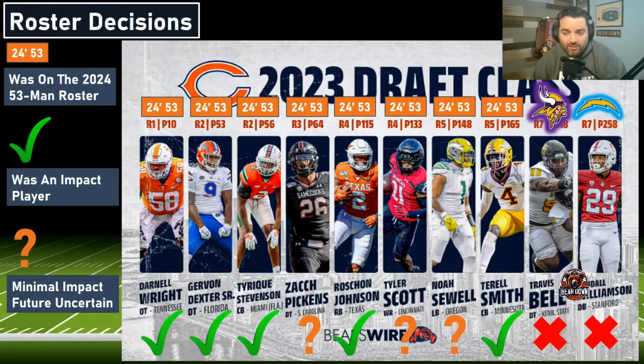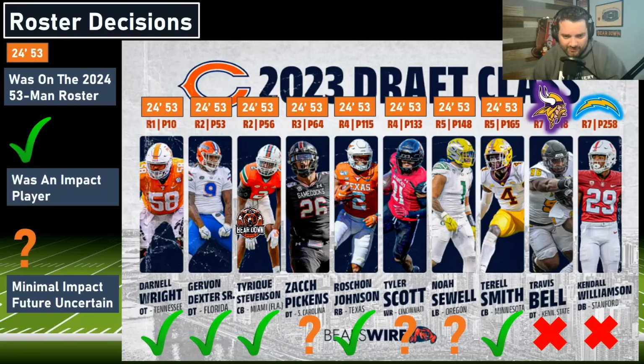Kendall Williamson, who I liked as a safety, but we've had a loaded safety room. He's ended up with the Chargers at this point now. So those are the ones that are gone. And now this is what I put here: 53-man roster was an impact player. Darnell Wright, I don't think anybody can dispute he was an impact player.